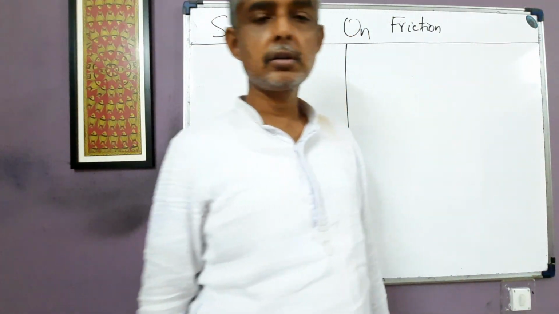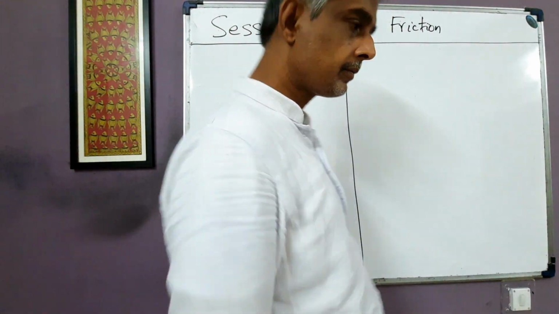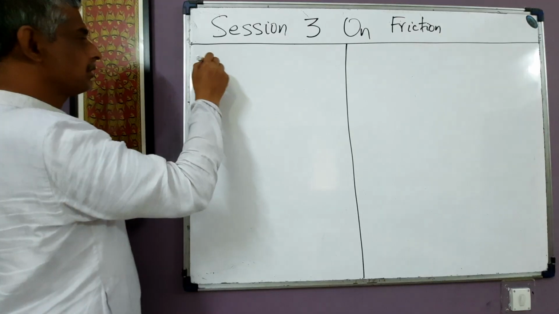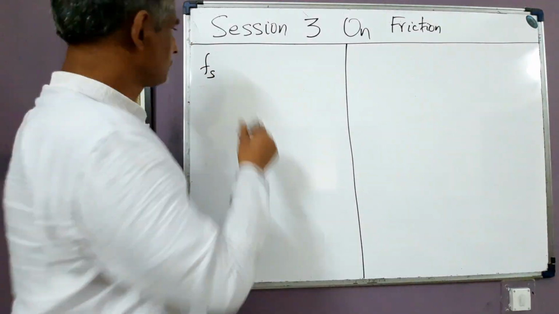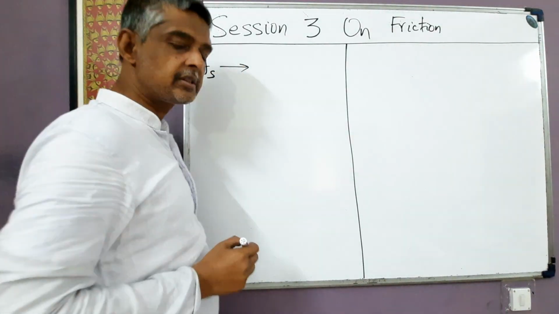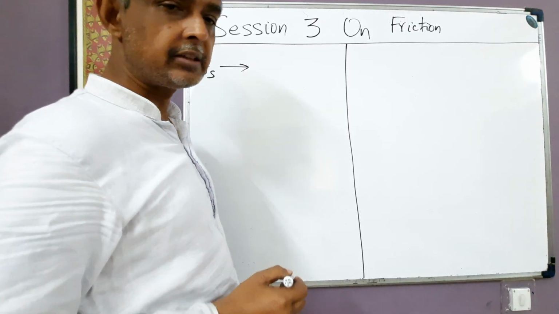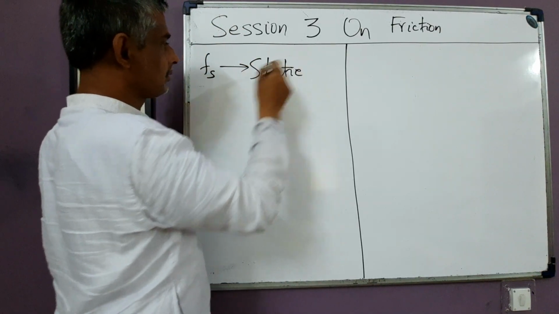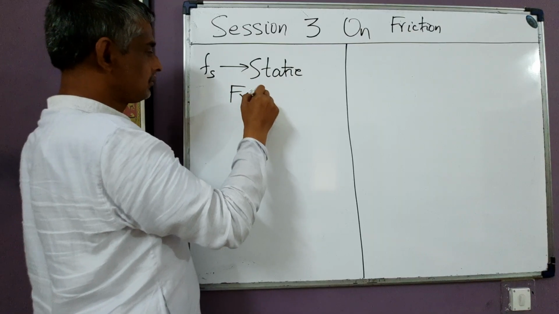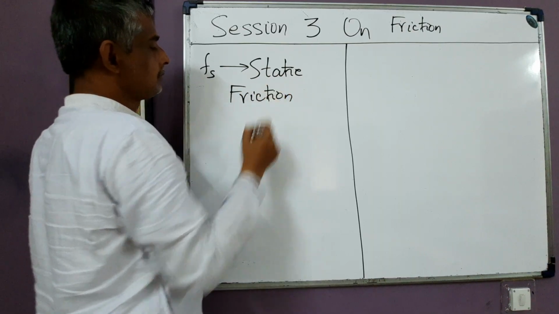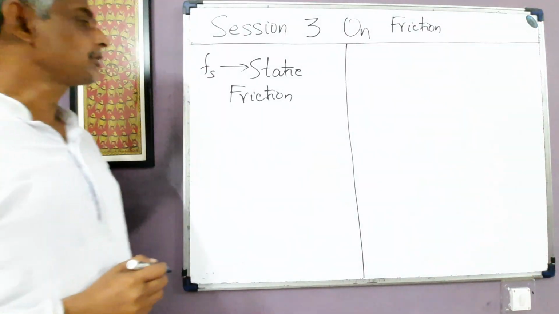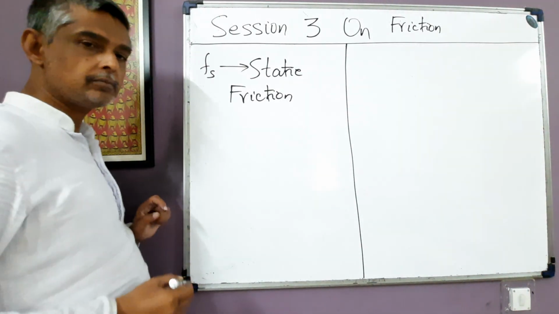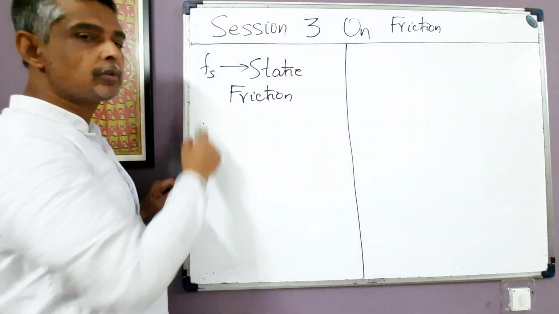we have discussed kinetic and static friction forces. Now for static, let Fs denote the static friction force between two solid bodies in contact, and let N be the normal reaction. Fs is the magnitude of static friction.